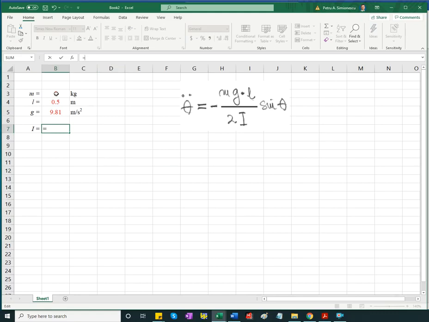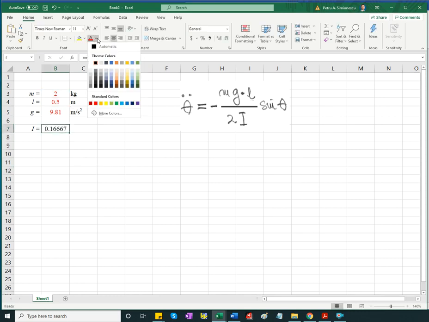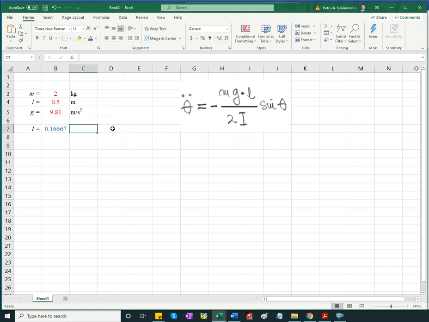Okay, so I is going to be mass times L to the power 2 over 3. Okay, so this is a calculated value, and units are kilogram meter squared.